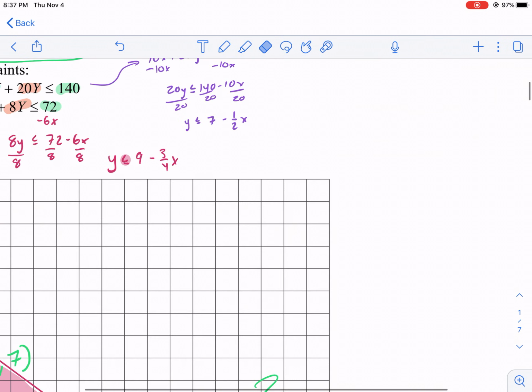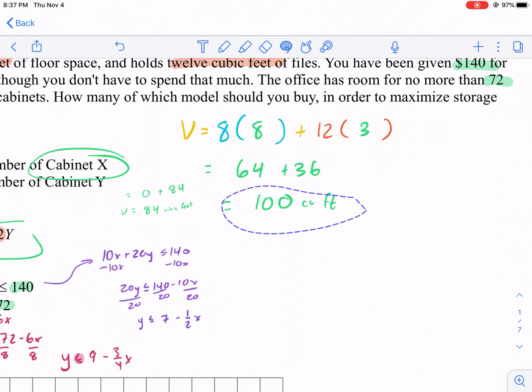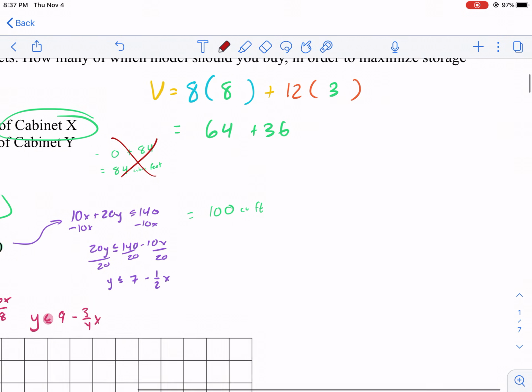Now, let's try another combo. The other combo was 8 and 3. So we're going to plug in 8 of cabinet X and 3 of cabinet Y. What happens when I do that? I get 64 plus 36. Well, that gives me 100 cubic feet. So already the 8 and 3 combo is winning. We don't even have to consider the other one anymore. That one's garbage. Let me exit out so you know that we're not choosing it because it's not enough storage.